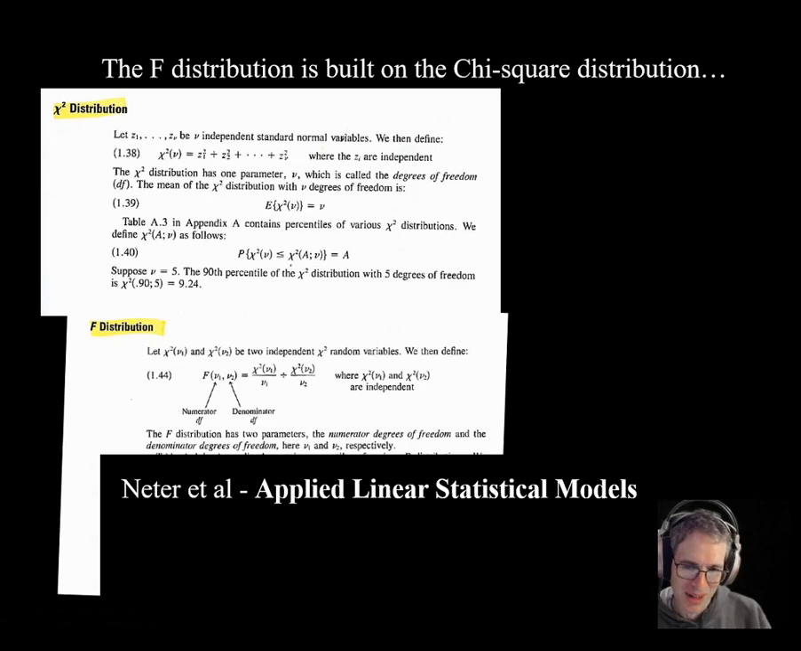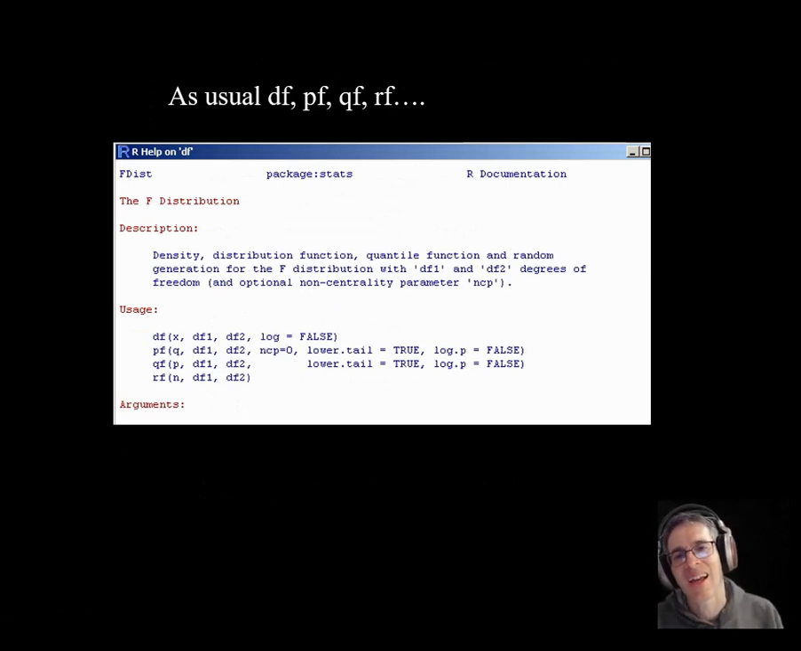You just sample the chi-square distribution, do it twice for two different degrees of freedom, take the ratio, and you have the F distribution. As usual, and I think this is maybe the last time we're going to do this this semester, we have DF, PF, QF, and RF. So really, I think this is for the last time now. The probability density function of the F function, the cumulative distribution function of the F function, the inverse cumulative distribution function, and randomly sampling from the F function.